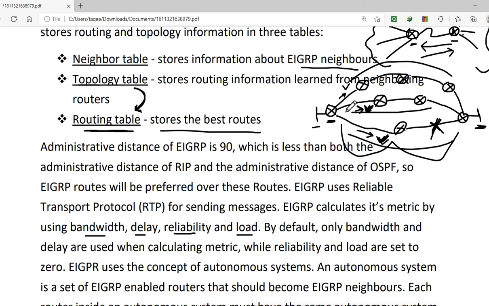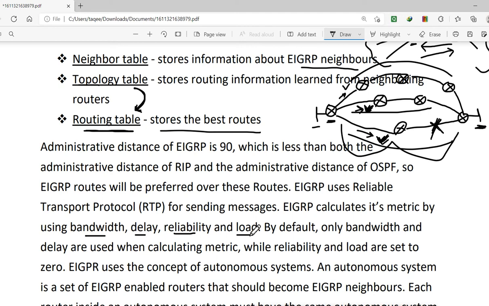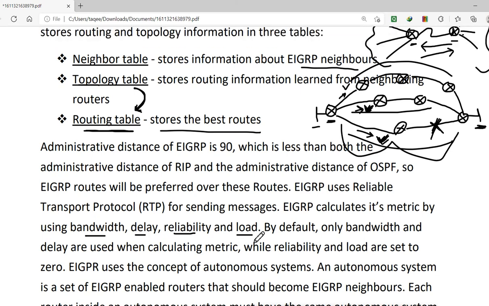So maybe the link is not that good, so maybe it is not able to take that much load, so it will not use that path. But by default it does not use all these metrics. One more metric it actually uses is the MTU, maximum transmit unit. That means in a single time how big a packet it can send from the link. It checks that also, but it will not use all these metrics at the same time by default.